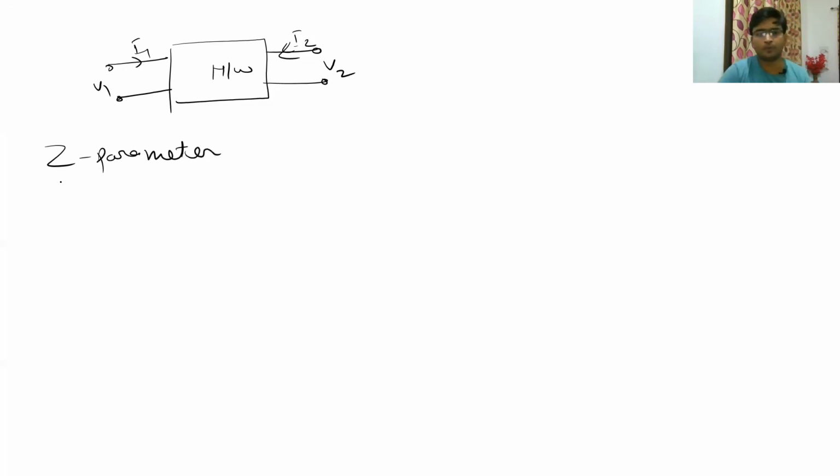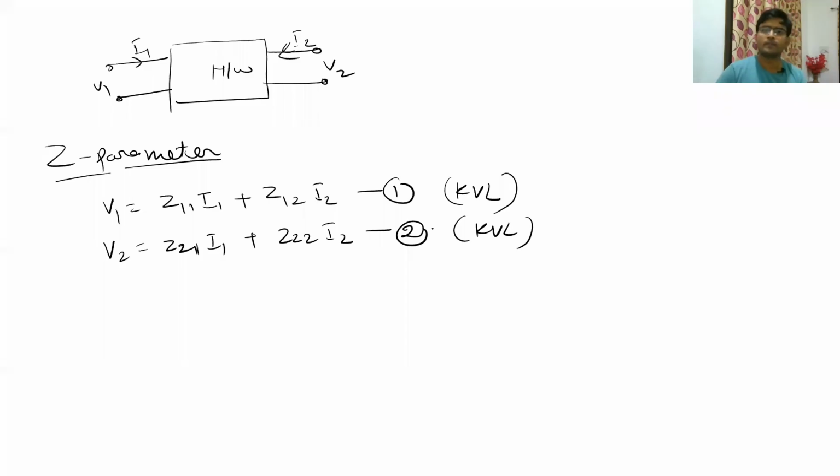It is also called open circuit parameter, and why it is called so, you will learn now. So there are 2 equations that characterize Z parameters. As you can see, these 2 equations: V1 is equal to Z11 I1 plus Z12 I2 is the first, and V2 is equal to Z21 I1 plus Z22 I2 is the second equation. Since both these equations are voltage equations, we can call them KVL equations.